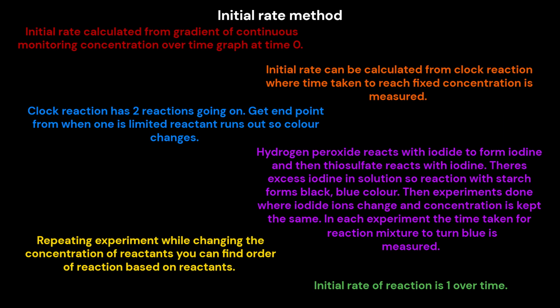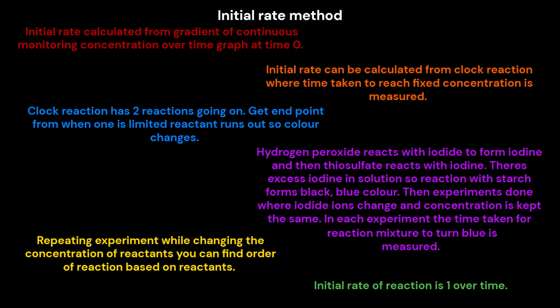Initial rate method. The initial rate is calculated from the gradient of the continuous monitoring concentration over time graph at time 0. The initial rate can also be calculated from a clock reaction, where the time taken to reach a fixed concentration is measured. A clock reaction has 2 reactions going on. The endpoint comes when the limiting reactant runs out, so the color changes.